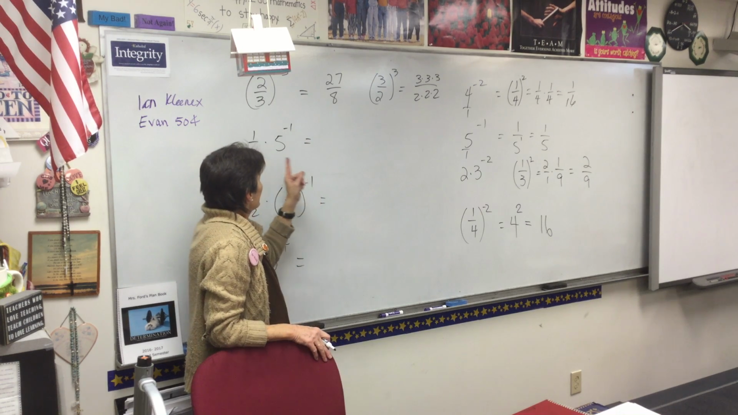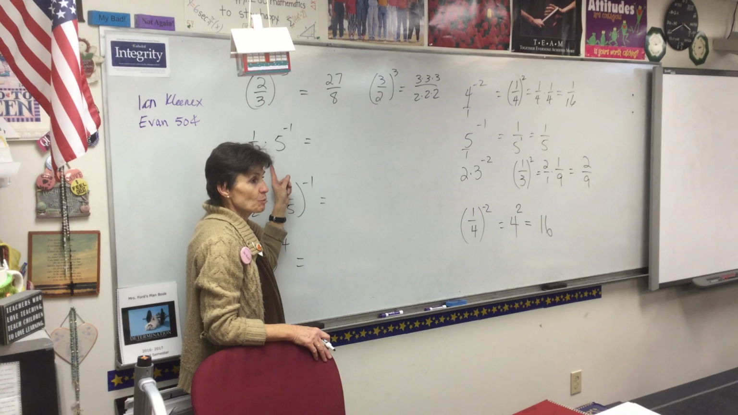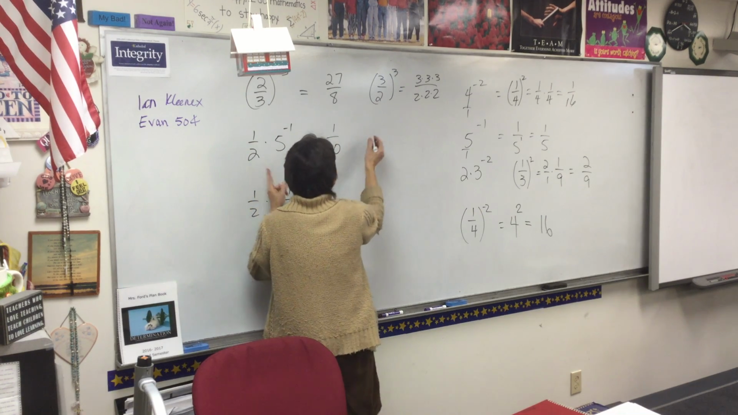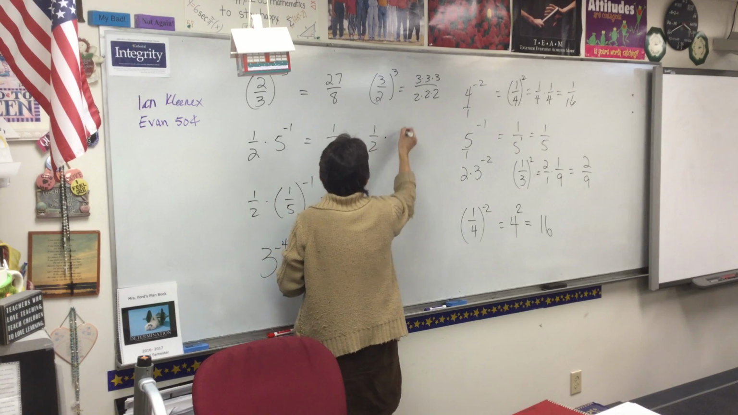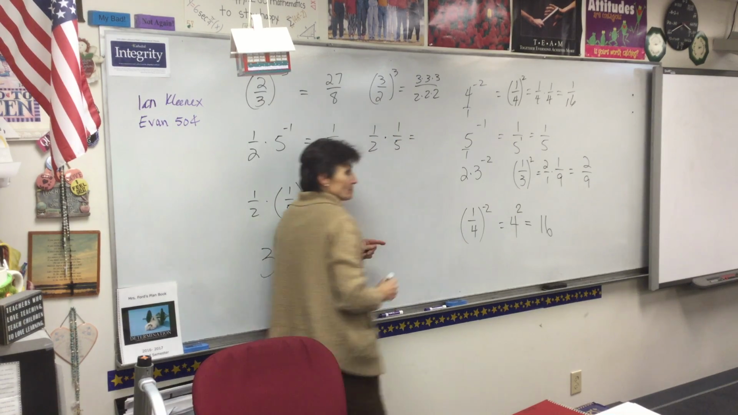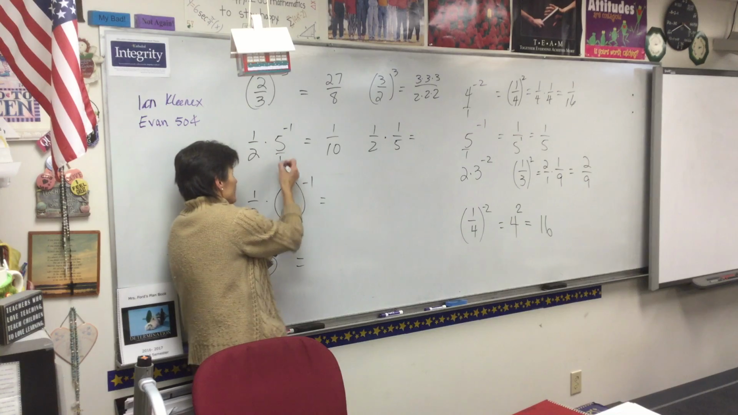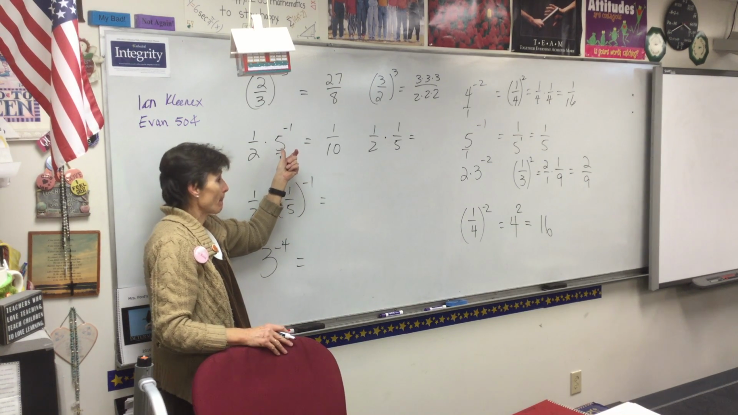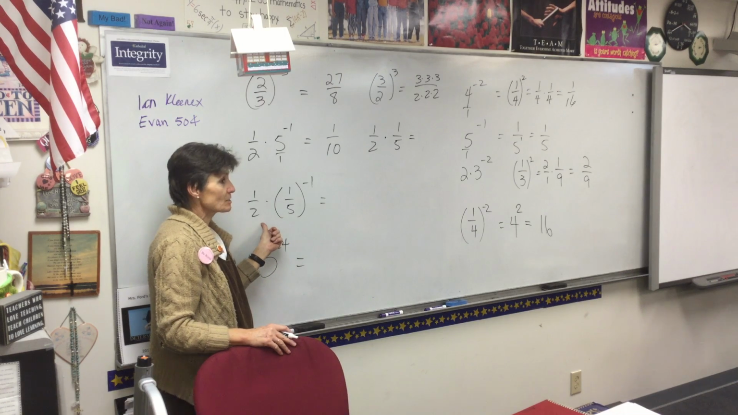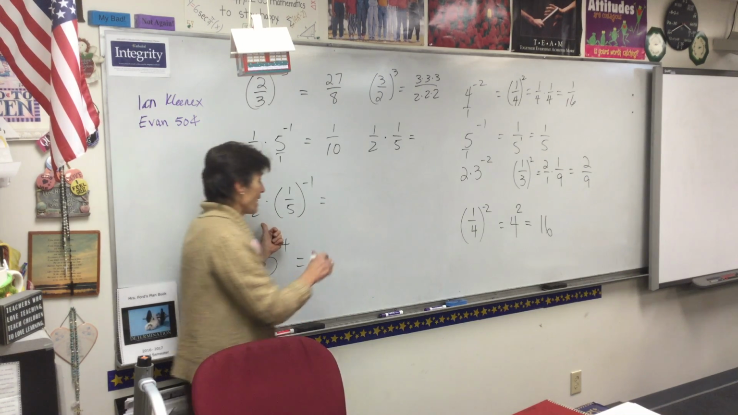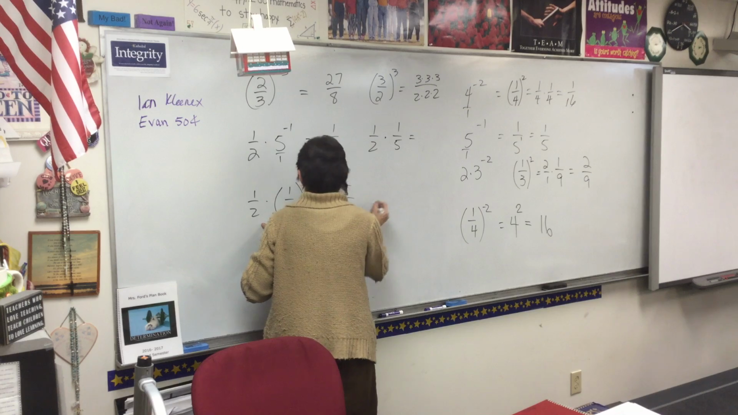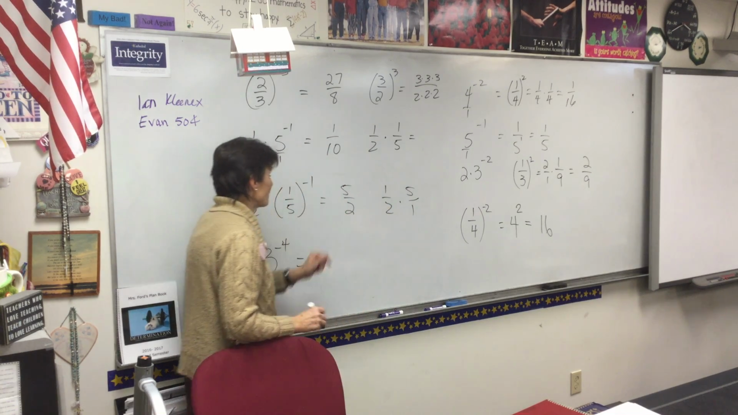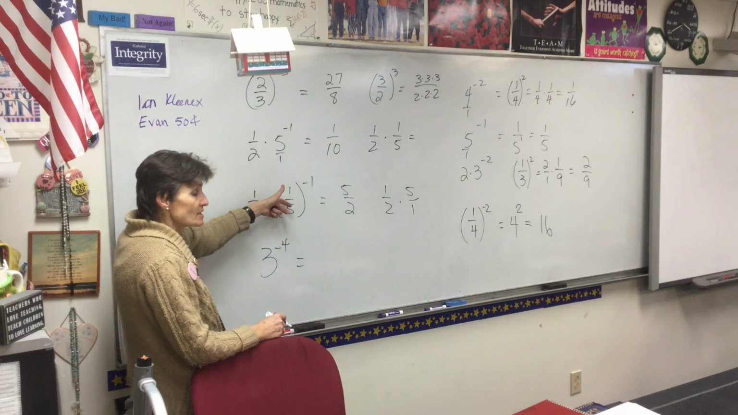All right. Who got an answer to this one? 1/10. Because we have 1/2 times 1 over 5. This becomes 1 over 5 because of the negative exponent. Who got an answer to this one? 5 halves. Because we have 1/2 times 5 over 1. That's 5 halves. That negative flips this over.